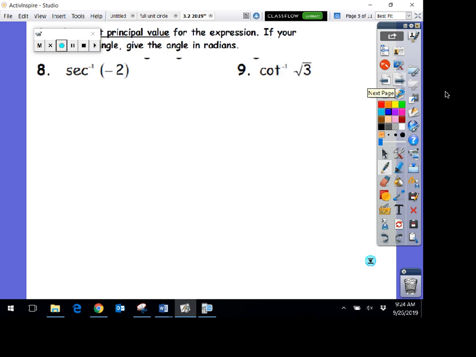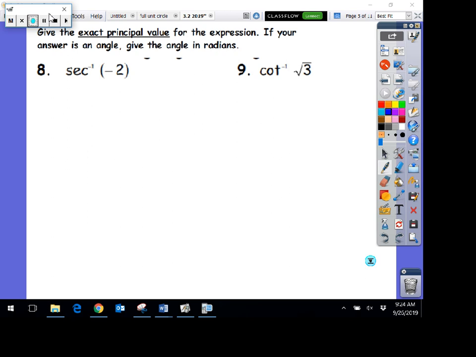All right, now to the non-calculator. This is where we're going to use our unit circle. Give the exact principal value, same directions as yesterday. If your answer is an angle, answer in radians. That has been the direction for all of the non-calculator part. If your answer is an angle, you're going to answer in radians.